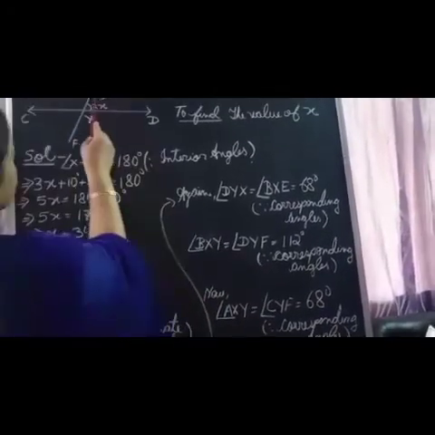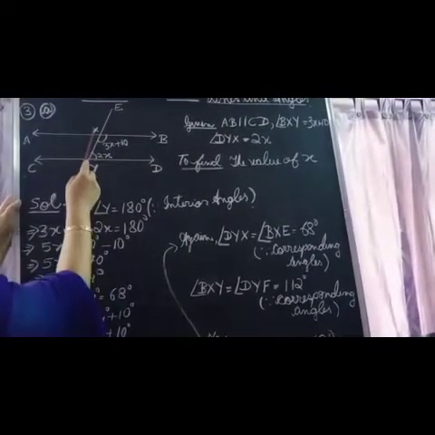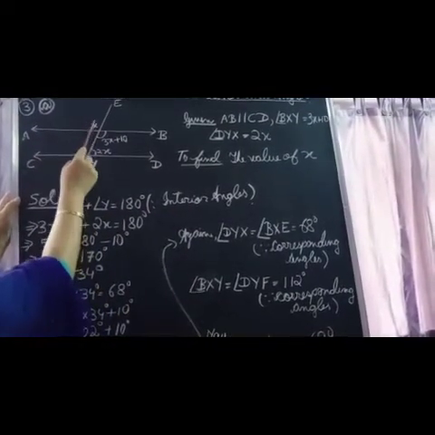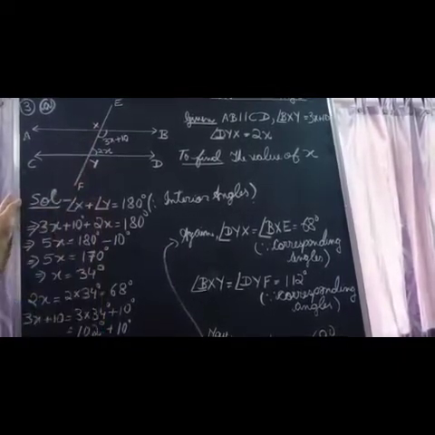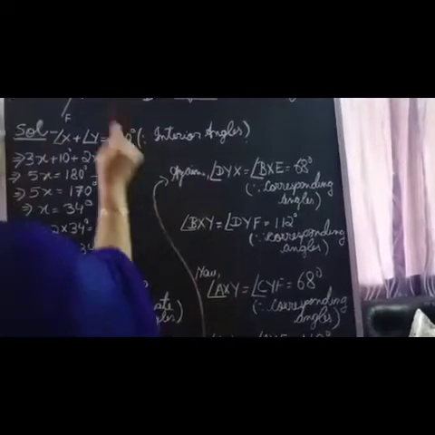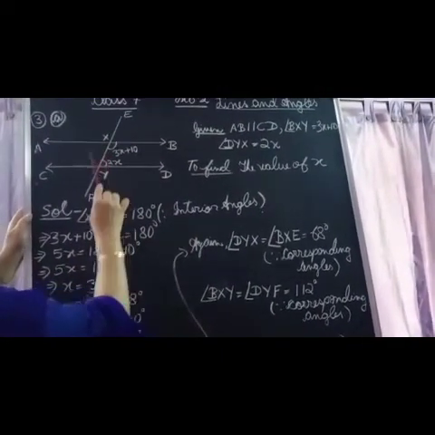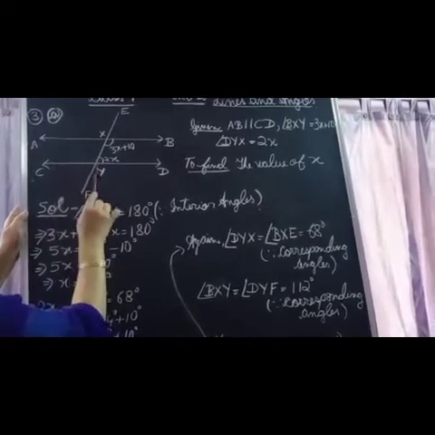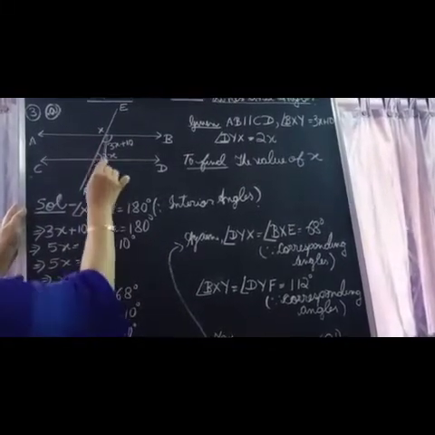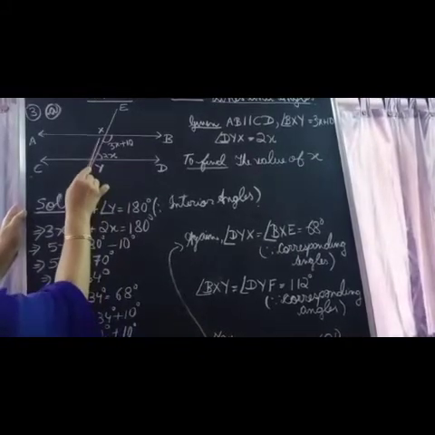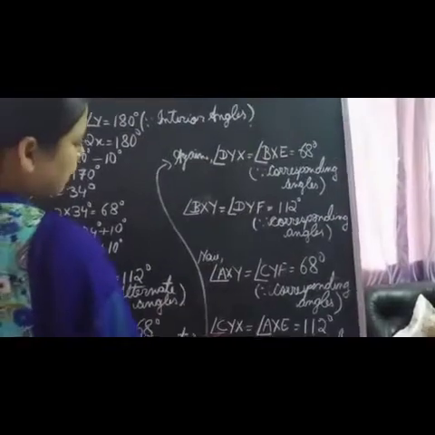Now children, these angles we have found out. Now let us come to the left hand side of the transversal and try to find out the value of this angle and this angle. Now angle AXY. This angle is equal to angle CYF. Why? One interior, one exterior and on the same side of the transversal. So these will be what? Corresponding angles.